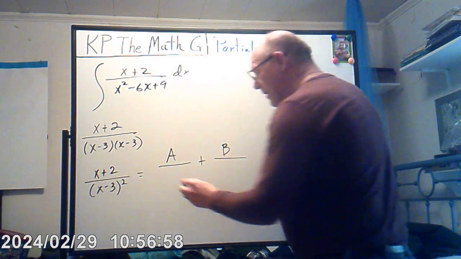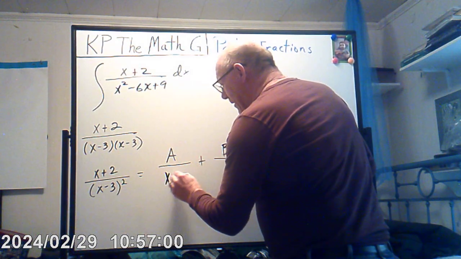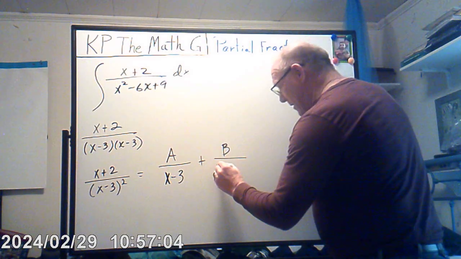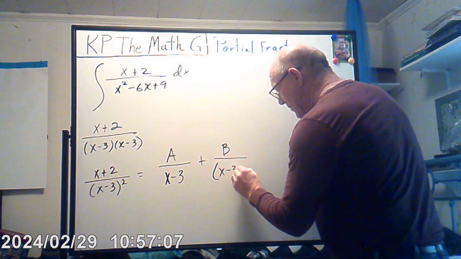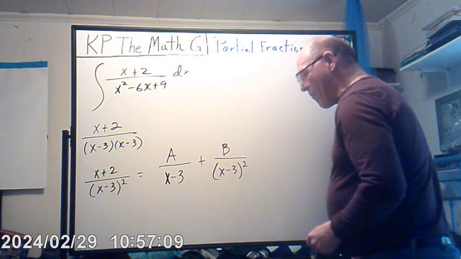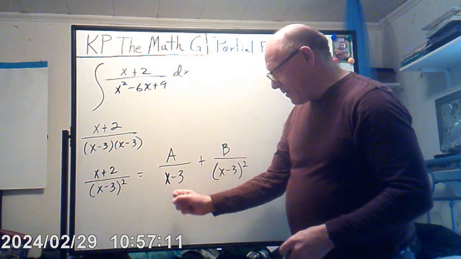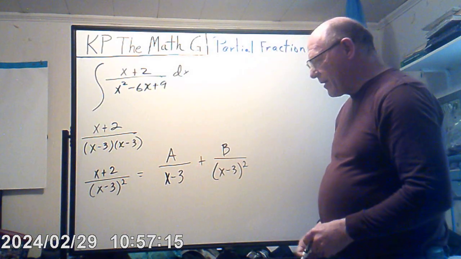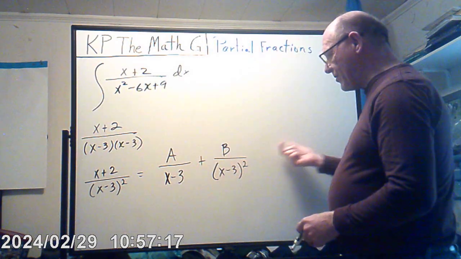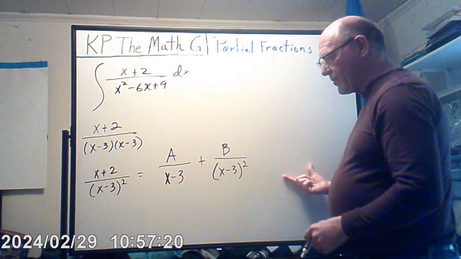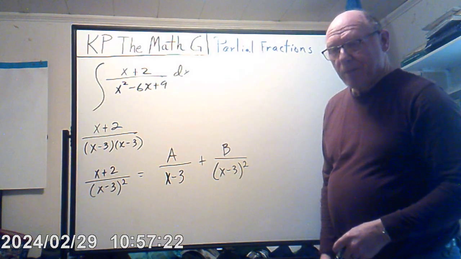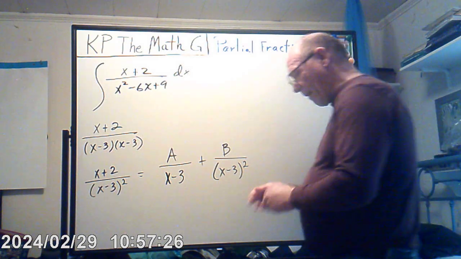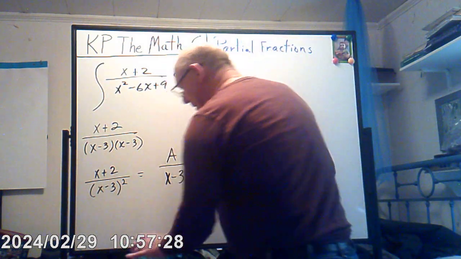So the first thing you have to think is, we could have an x minus 3 underneath here, or the whole thing could be x minus 3 squared, like that. Anytime you have a square, you go this to the first, this to the second. Had this been a cube, you would have had a plus C over x minus 3 to the third power. But you don't.